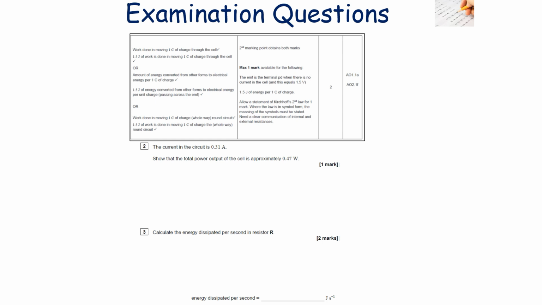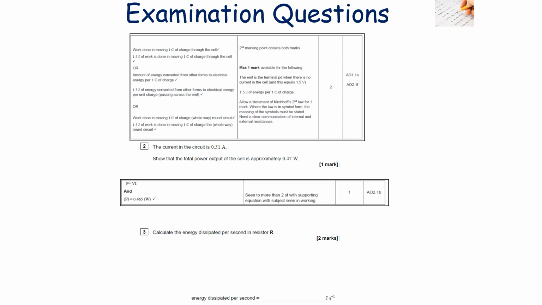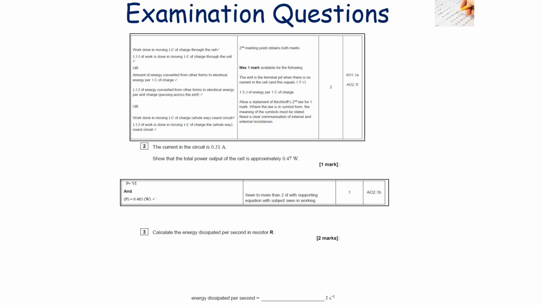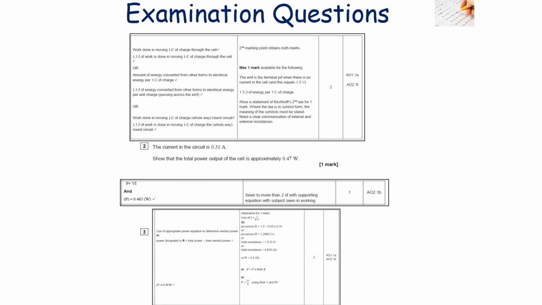Now the next question is asking for us to work out the power. Hopefully we should remember that power equals VI, a very important equation. We're already told in the previous question what V is, it's going to be 1.5. We know what the current is, it's given in the question as 0.31. Multiply the two together to get your answer of 0.465 watts.